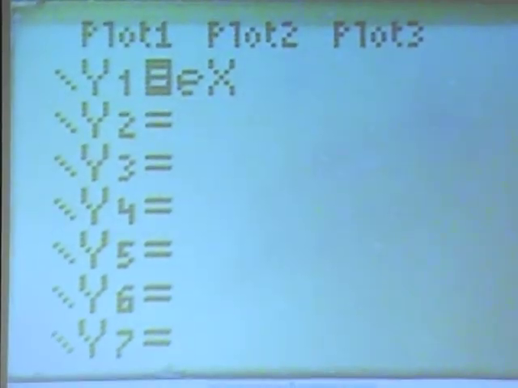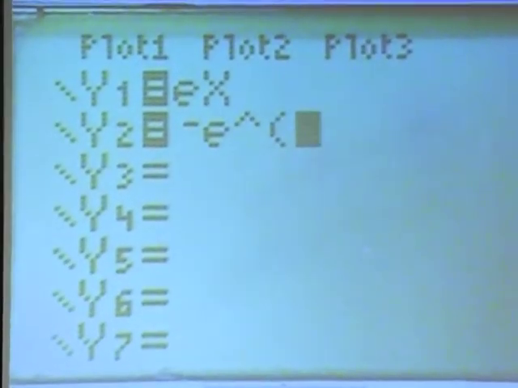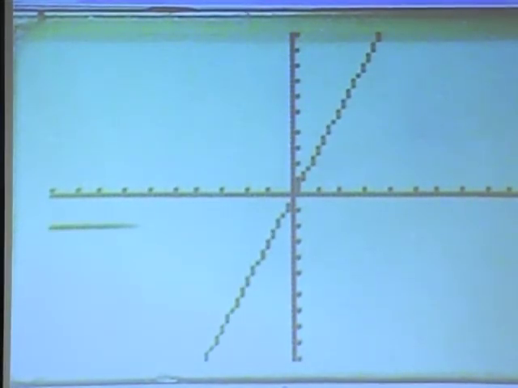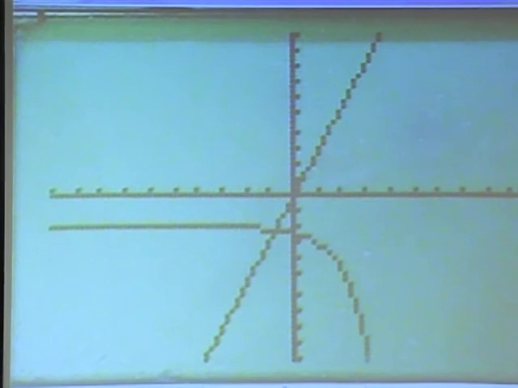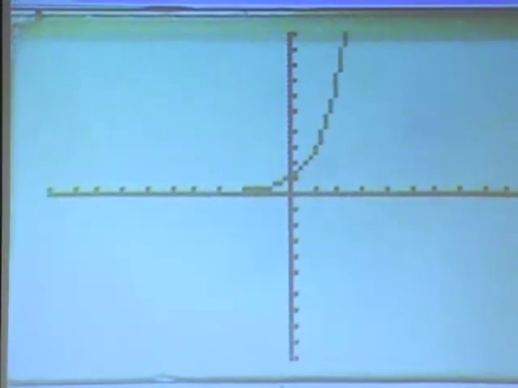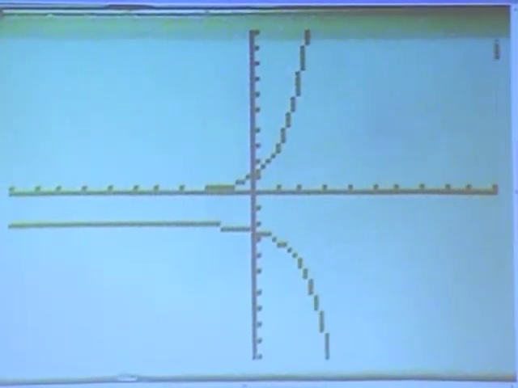So first of all, I'll just put e to the x in, and then I'll do the next one. So negative e to the x minus 1. Make sure x minus 1 is in the parentheses. Minus 2. Whoa, you had e times x. Oh, never mind. All right, there's e to the x going through y equals 1. And there's the reflection moved over and down 2. Okay?